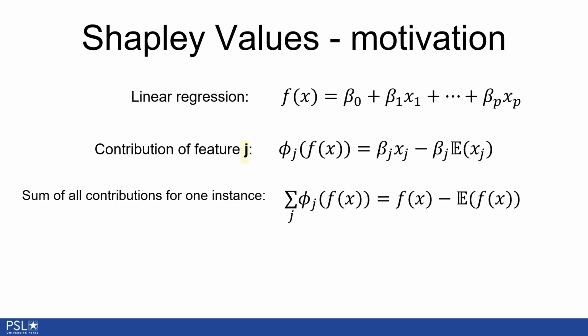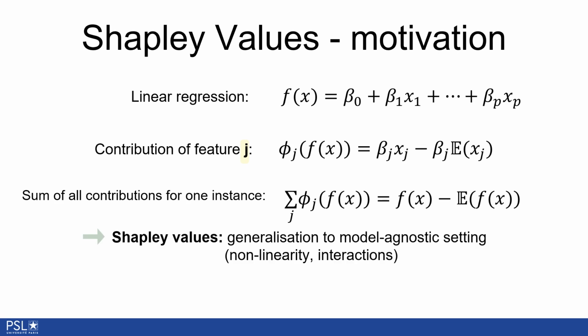Now, if we sum the contributions phi j of all features for one instance x, the total we get is the difference between the output of the model for instance x and the average output of the model over all instances. So this is a nice property of this definition of contributions in a linear regression model. The sum of contributions is directly the difference with the average output.